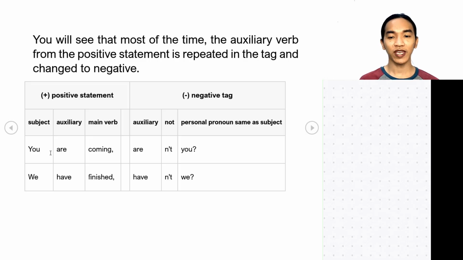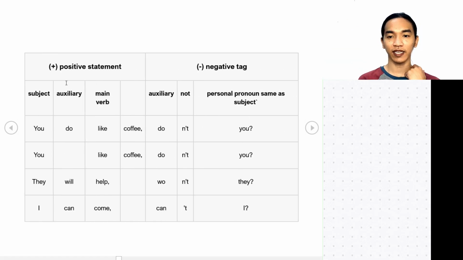Okay, next one. We have finished, haven't we? So, what is your auxiliary verb here? It's have. So, you repeat it and make it negative. That's why it's haven't. So, please try to think more of examples using the same kinds of sentence: positive statement, negative tag. Next one. You do like coffee. There is an emphasis because of the verb do. You do like coffee, don't you? So your auxiliary verb is do. Now, for your negative tag, make it don't.